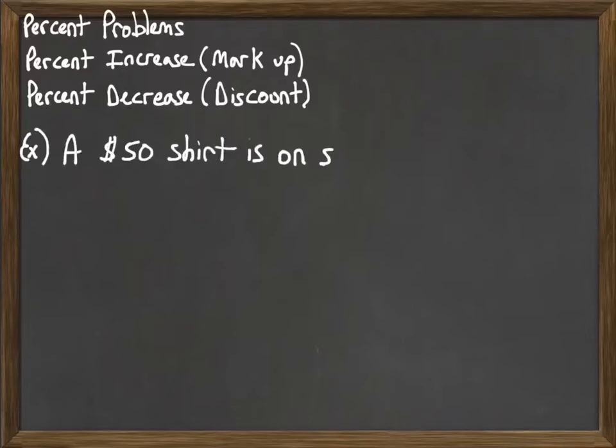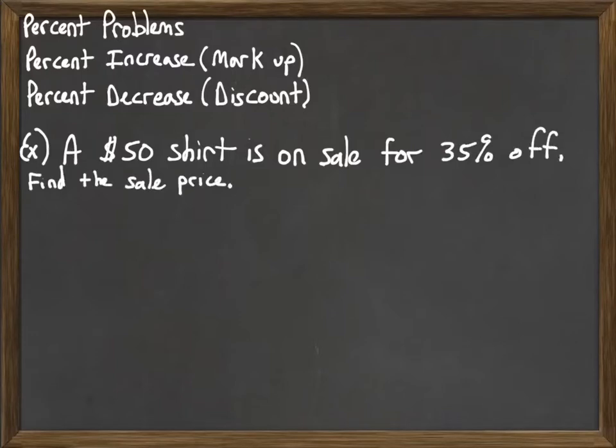As an example, a $50 shirt is on sale for 35% off. We'd like to find the sale price of the shirt. That's the first thing we want to find out. So what is the shirt's price going to be? Well, there are two ways to go about this problem. I'm going to show you first the standard way, and then another way that's actually a little bit quicker, especially if you're out in the store and you just want to do a quick calculation on a calculator. So the first thing we can do is figure out what is 35% of 50.